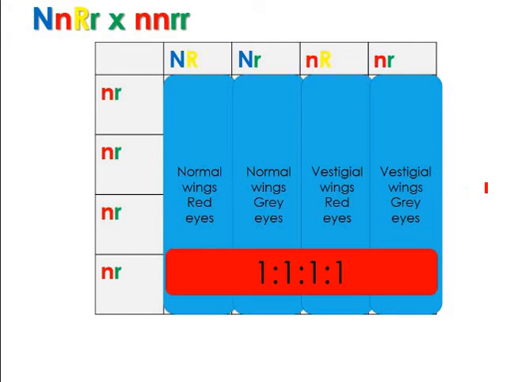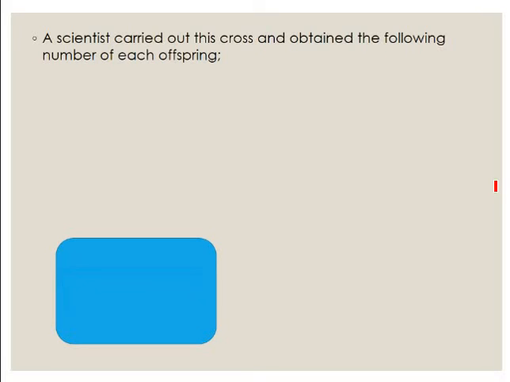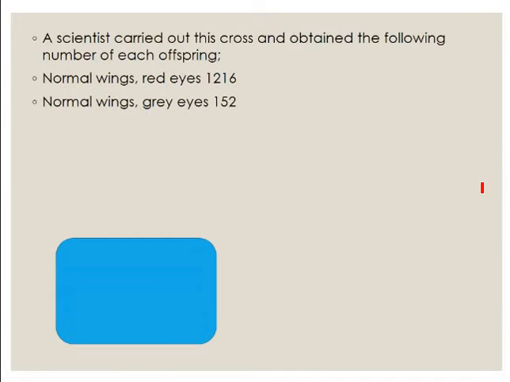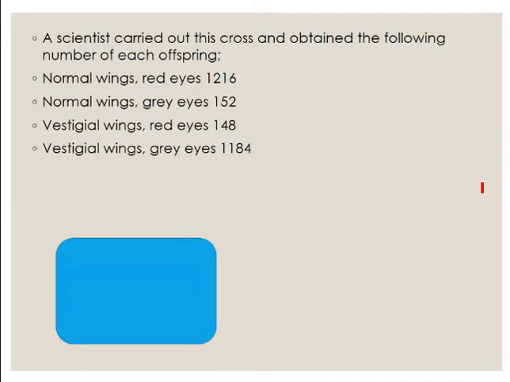Okay, so the expected ratio here is 1 to 1 to 1 to 1. It should be equal according to what's expected. But a scientist carried out this cross and actually found that they had the following number of offspring: 1,216 normal wings red eyes, 152 normal wings grey eyes, 148 vestigial wings red eyes, and the completely recessive traits, 1,184.